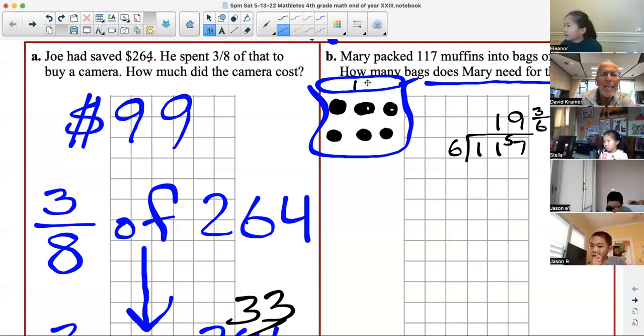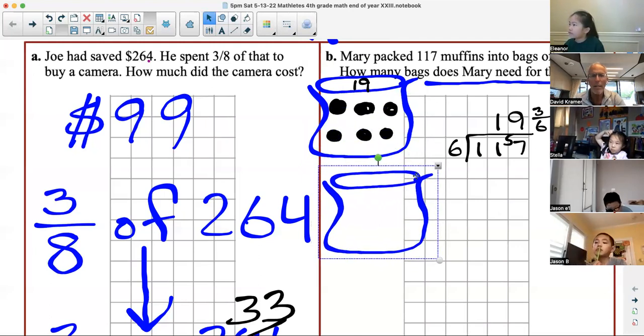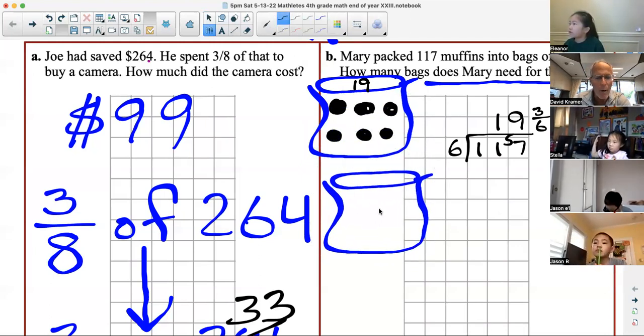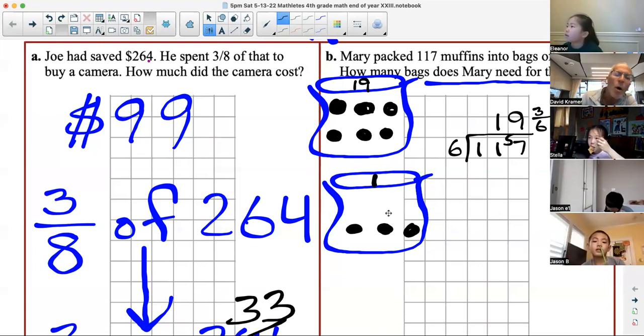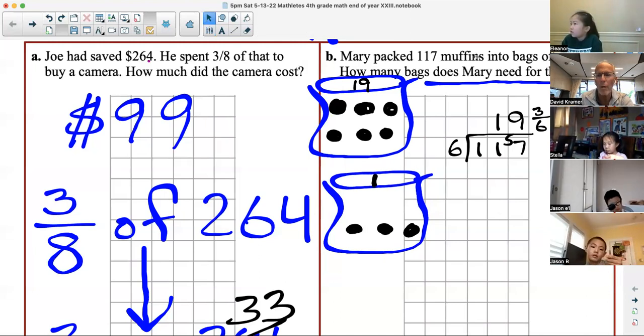Right. So there's going to be 19 bags that look like this. And then there's going to be 1 bag. This bag right here is going to only have how many in it? 3. 1, 2, 3. So there's going to be 1 bag with actually only 3 muffins with a total of 20 bags. Wow, that was great work. Not good work, great work.